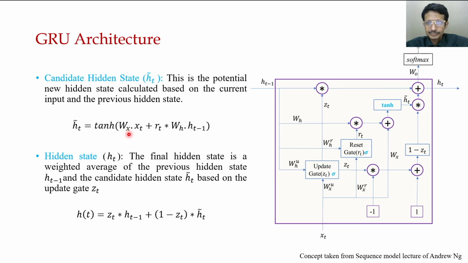So it is W x times the input, plus r t, where r t is the reset gate, times W h h t minus 1, and in this summation we put a tanh non-linearity over it. So this is h t tilde. What is this? This is the potential new hidden state calculated based on the current input and the previous state.